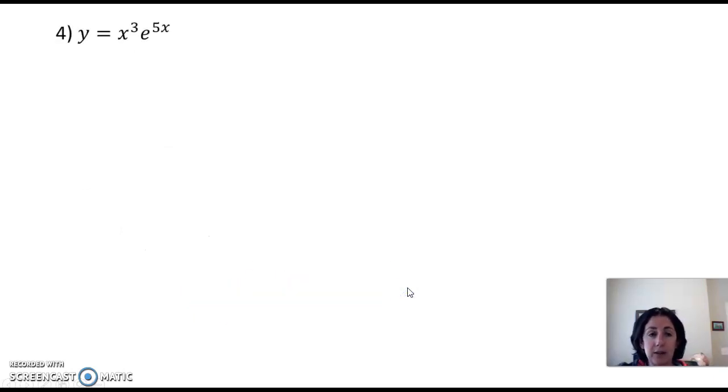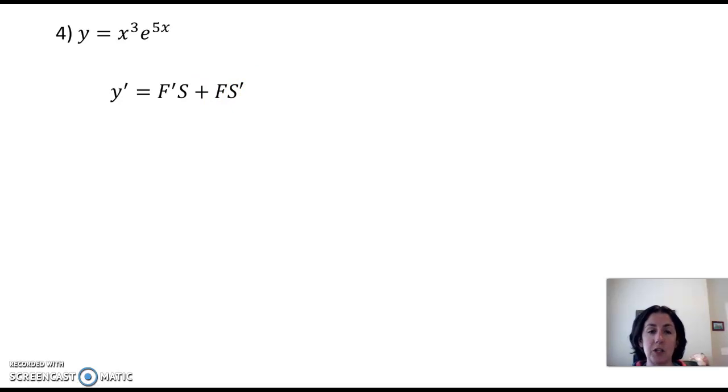All right, let's take a look at this one here. y equals x cubed e to the 5x. What's going on here? Let's look at it again. y equals x cubed times e to the 5x. Variable times variable. In order to take this derivative, we're going to have to use our product rule. I'll remind you what our product rule is. Our product rule is the derivative of the first times the second plus the first times the derivative of the second. And remember, you can switch these. You can do the derivative of the second times the first if you'd like.